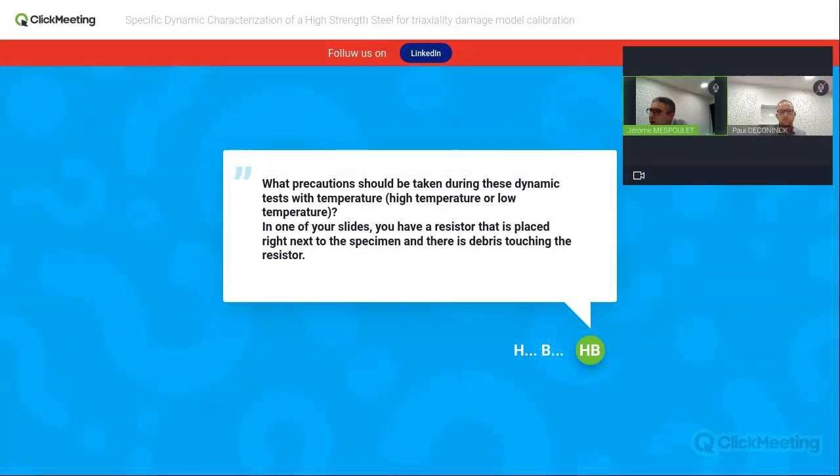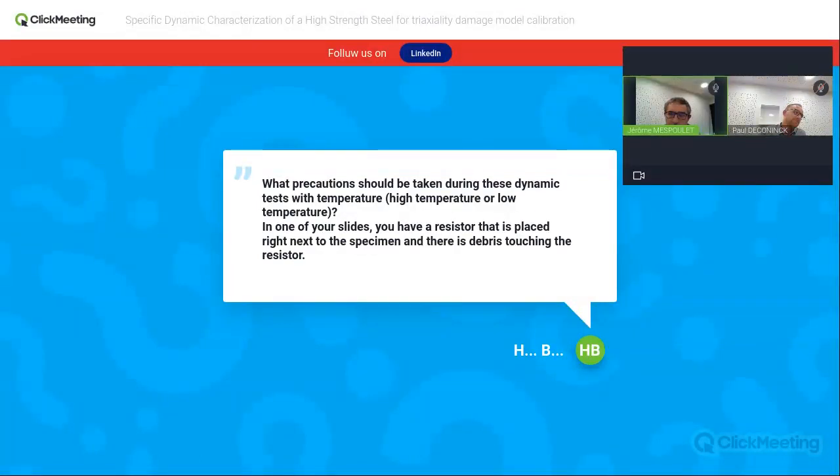We have no specific precautions. In fact, when you do this test at room temperature initially, you have an adiabatic heating of the target, so it increases. You have to take that into account when you make dynamic tests at room temperature. But I think after another one of the slides, you have a resistor that is placed right next to the specimen, and then there is debris touching the resistor.